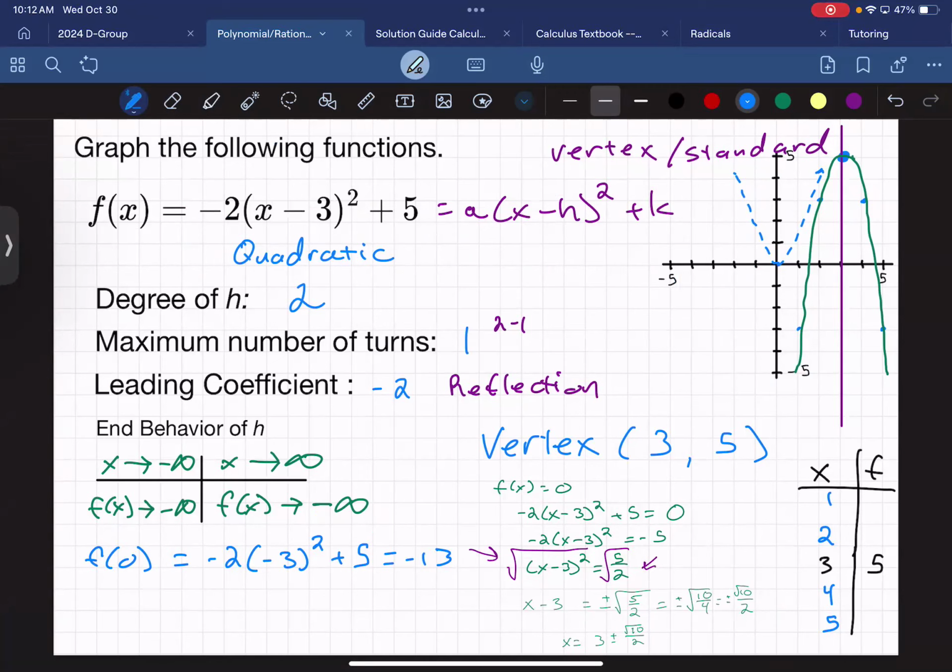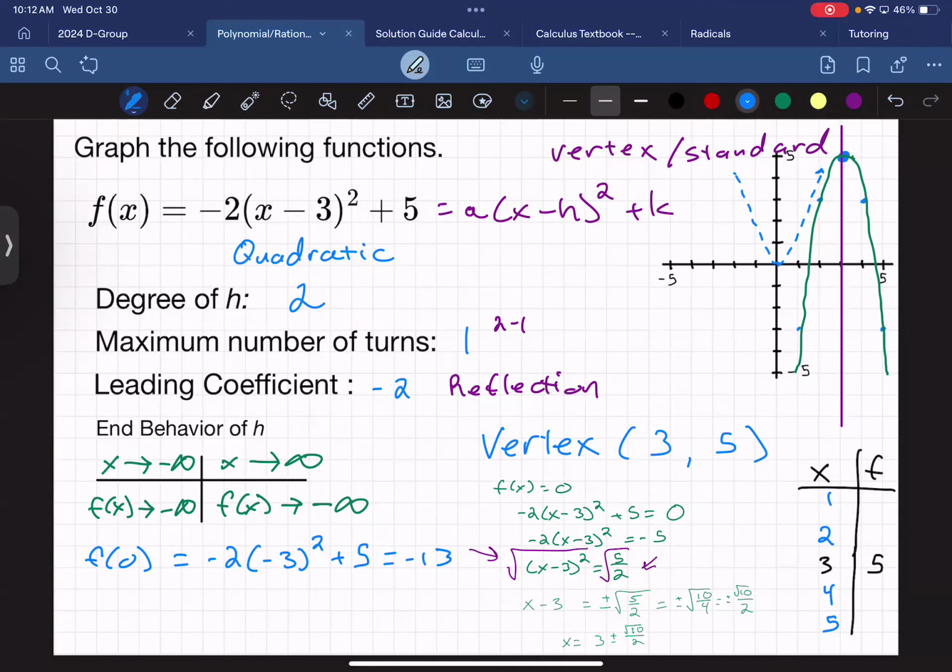I don't think I'm missing anything, right? We found our intercepts. We found the end behavior. Now, for the quadratic, though, on the test, remember, I'm not necessarily going to ask all of that information. I'm going to ask you, like, hey, what's the vertex? Is the vertex a minimum or maximum value?